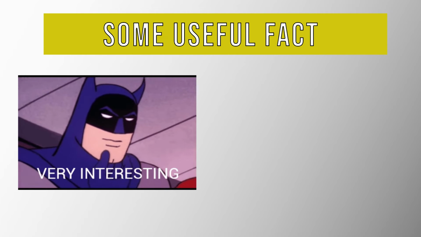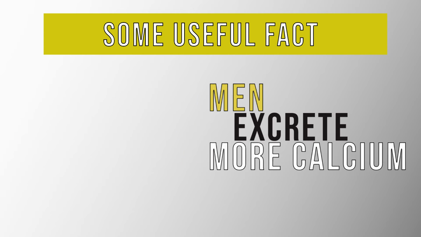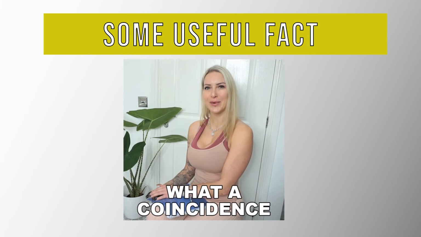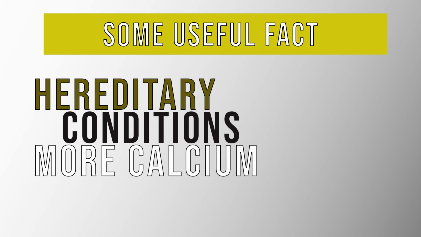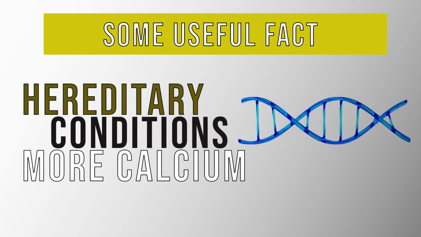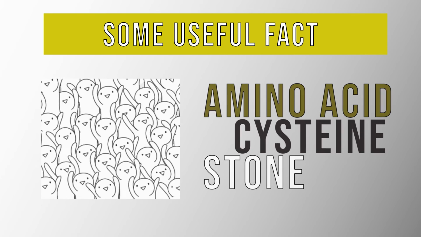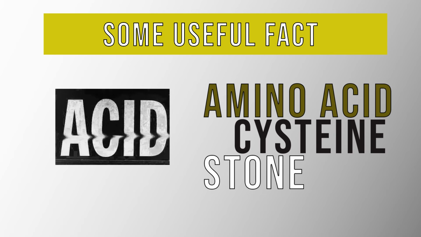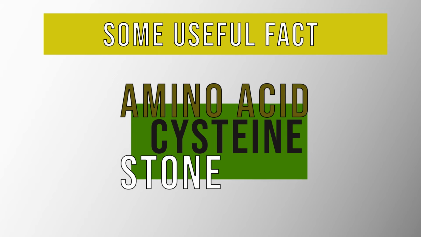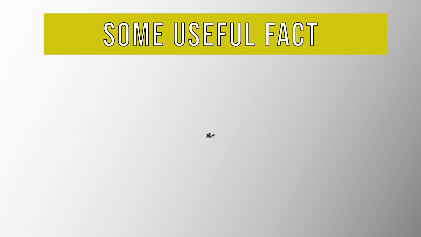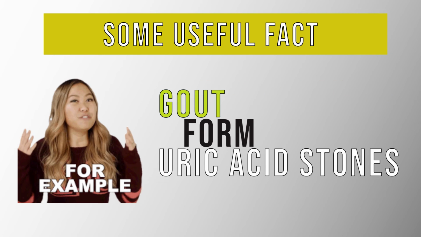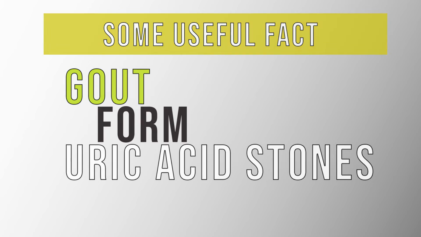Some useful facts that should be acknowledged. Interestingly, men excrete more calcium in their urine and less citrate. This may explain why they have a higher incidence of kidney stones than women. Some people have a hereditary condition that causes them to excrete more calcium in their urine. Some people excrete too much of an amino acid named cystine in their urine. This puts them at risk for cystine stones. Kidney stones can be the first sign of another health problem. For example, people with gout are more likely to form uric acid stone.